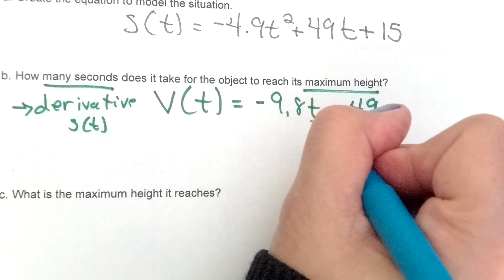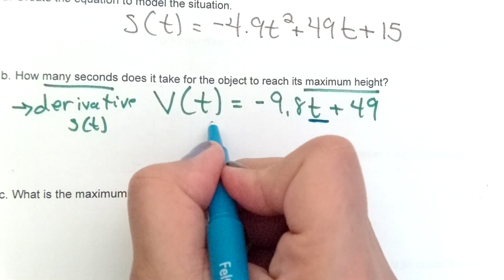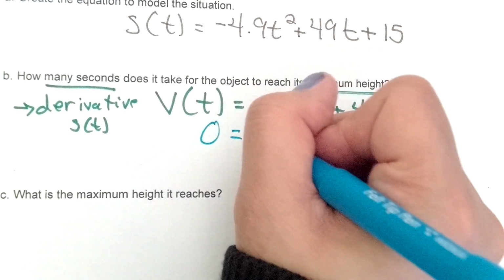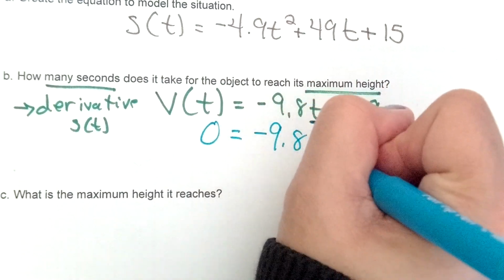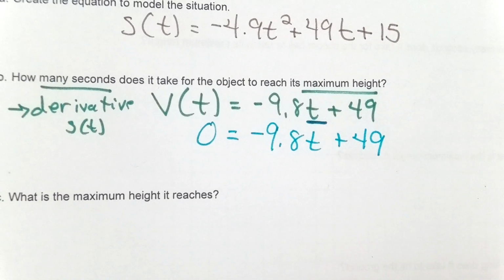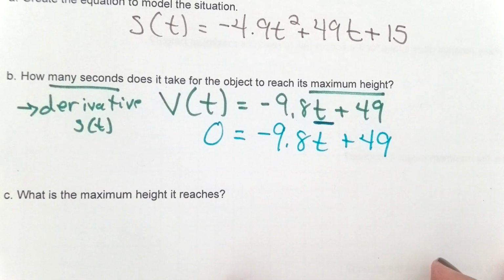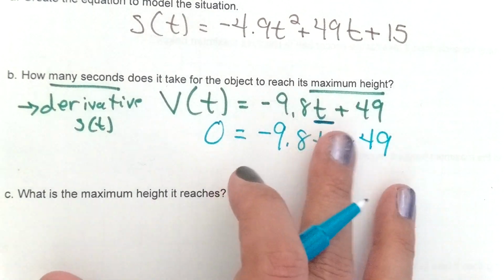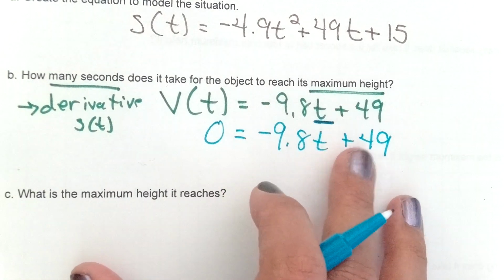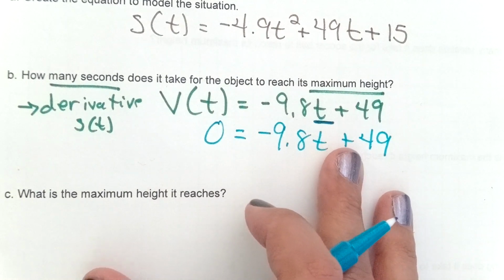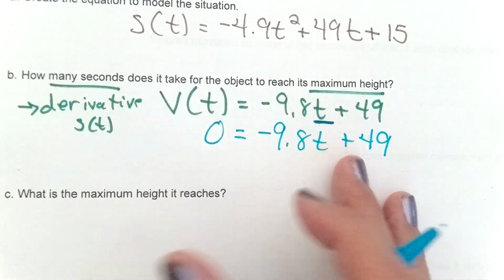So I need to solve for t. So I'm going to set the velocity equal to 0 because when it's the maximum height, velocity is 0. And I'm just going to use algebra to solve. We don't need the calculator where we had apps in number 9. We don't need the calculator for that, but if you want to use it, go ahead. But this is just simple algebra.